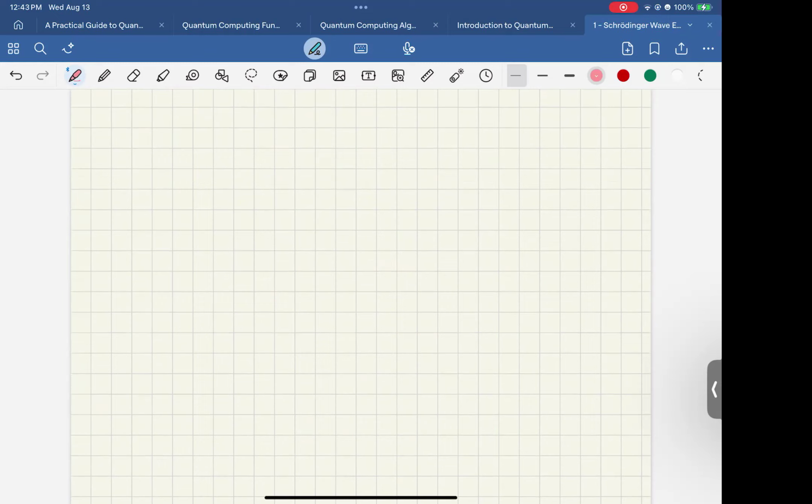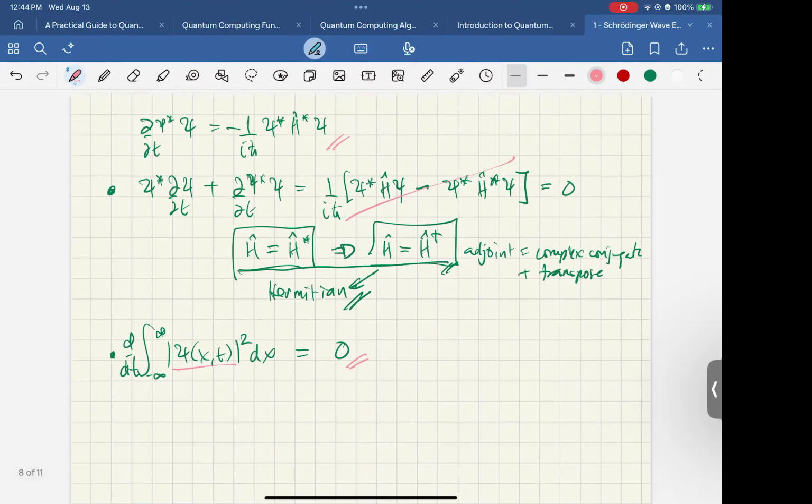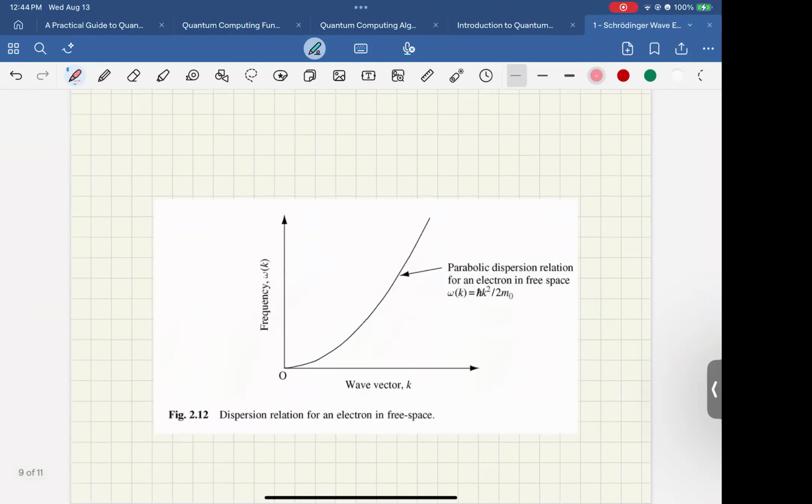Now let's start applying the Schrödinger equation to physical systems. The simplest physical system is an electron that is free. Before we go there, I think there's something I haven't defined. No, it's okay, that comes later. So, the simplest system is when an electron is free. When we say the electron is free, what does that mean?